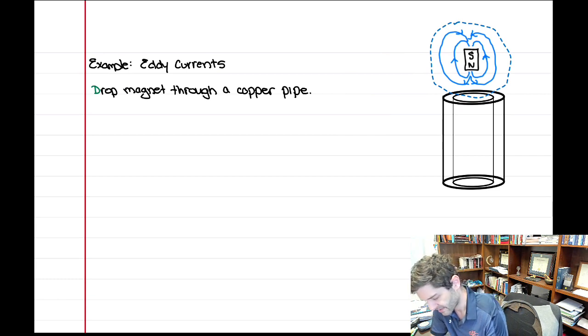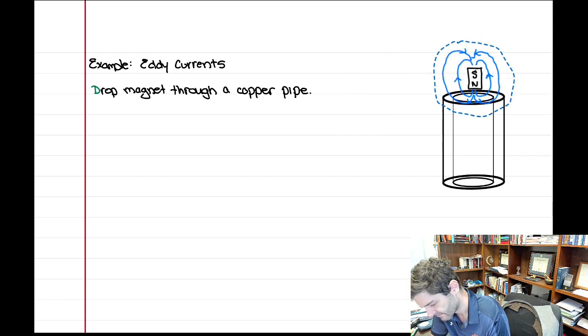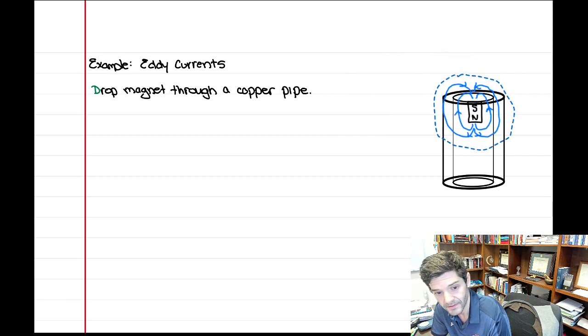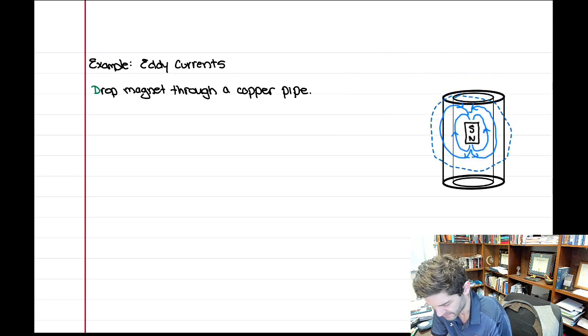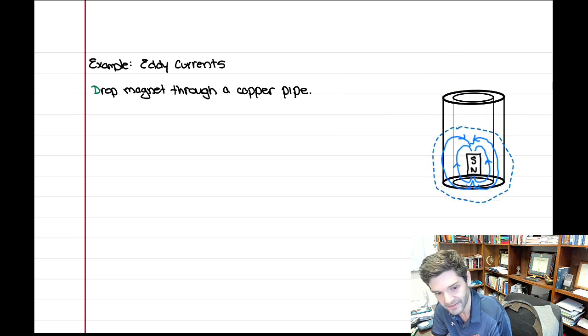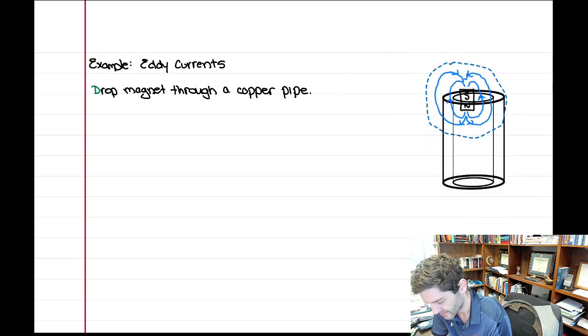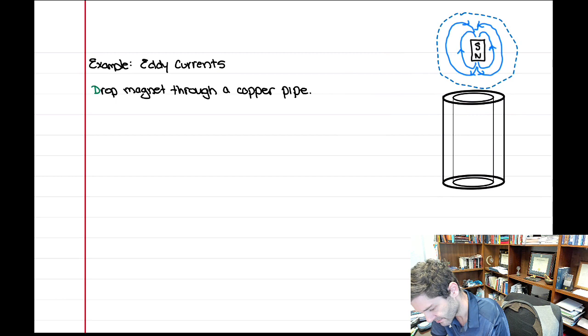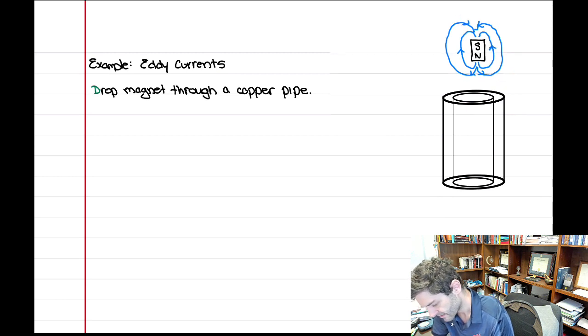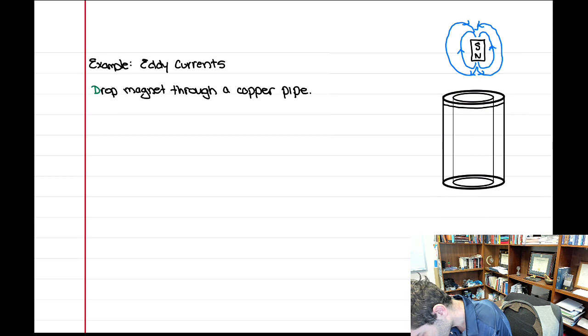Well, the copper pipe is a conductive material, so as the magnet goes through, the flux through various sections of the copper pipe is changing as the magnetic field moves through it. So in these regions of the copper pipe, let's approximate it not as a pipe. Let's essentially think of it as a bunch of very thin rings. I can draw this for the entire pipe, but I think you get the idea.